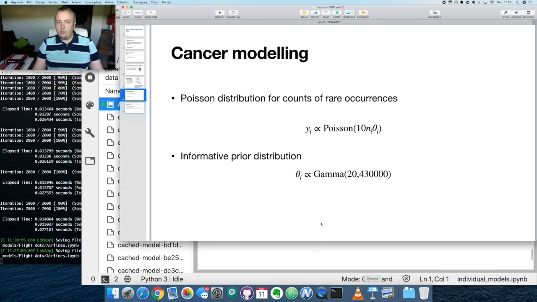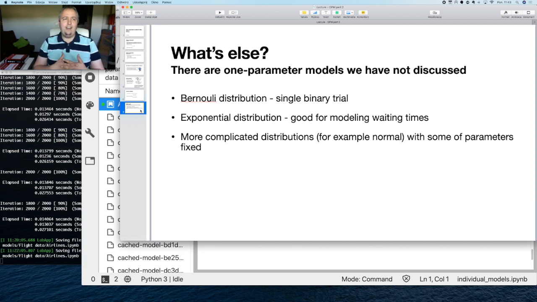And finally, we have kind of exhausted all we can say about single parameter models. We haven't talked about the Bernoulli distribution, which is a single binary trial. So it's like a binomial distribution, but with only n equal to 1. Not that interesting in this case, but important for example in classification. But we will usually be doing it in connection with much more complicated models. So then the Bernoulli distribution will make its return.